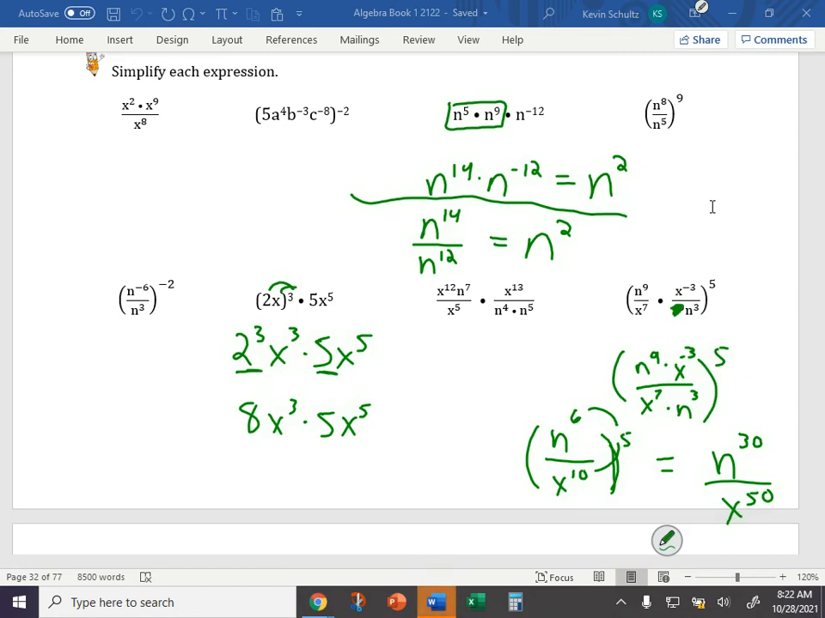And then from here you can multiply by the same base. And that's where our 40x to the 8th comes from. 8. Add those powers. Multiply by the same base, add those powers. Okay?